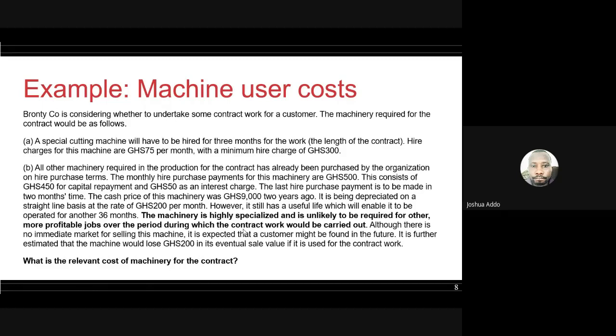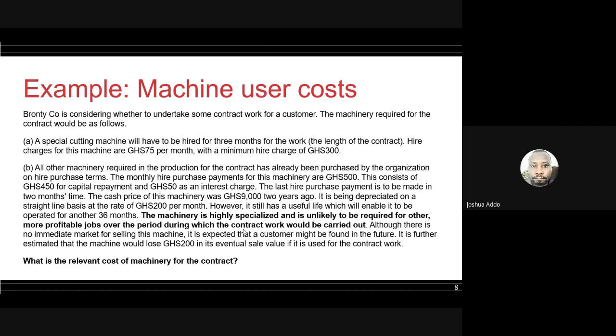The cash price of this machinery was 9,000 2 years ago. It is being depreciated on a straight line basis at the rate of 200 per month. However, it still has a useful life which will enable it to be operated for another 36 months. The machinery is highly specialized and is unlikely to be required for other more profitable jobs over the period during which the contract work will be carried out. Although there is no immediate market for selling this machine, it is expected that a customer might be found in the future. It is further estimated that the machine will lose 200 cedis in its eventual sale value if it is used for the contract.